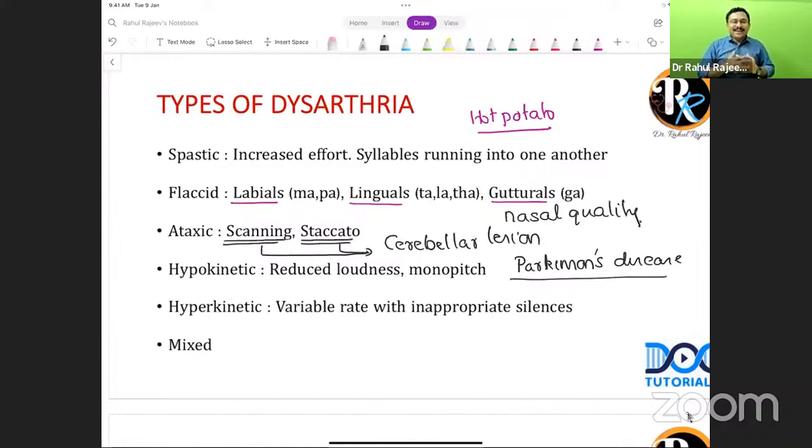Okay. Hyperkinetic dysarthria means there will be variable rate. At some places, there will be increased loudness and increased speed. Certain places, it will be dramatically reduced. Inappropriate silence. So another chaotic type of dysarthria is a hyperkinetic dysarthria, which is seen in Huntington disease, HD. At your level, they might not ask you too much about this, but they might ask you what are the types of dysarthria. Okay, right. And finally, you may have a mixed dysarthria.